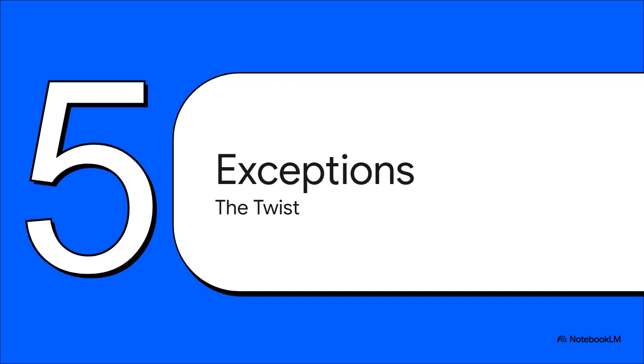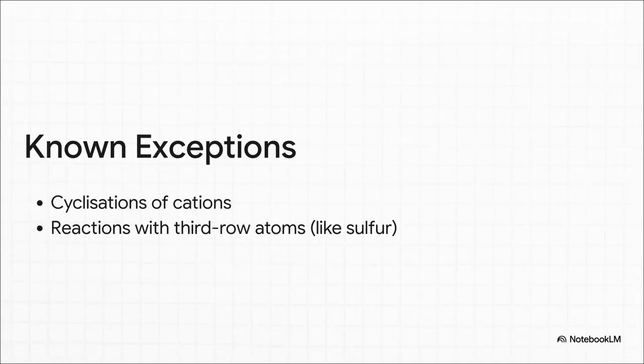And finally, Section 5, Exceptions to the Rules. The twist. So just when we think we have the absolute perfect rulebook and this neat little matrix to solve all our chemical problems, it's time to reveal the messy, empirical reality of science. The truth is, Baldwin's rules are incredibly powerful, but they are based on empirical evidence, meaning observation, and there are definitely known exceptions. Because these rules are so strictly based on the rigid geometry of standard carbon orbitals, things that break those geometric assumptions naturally break the rules.